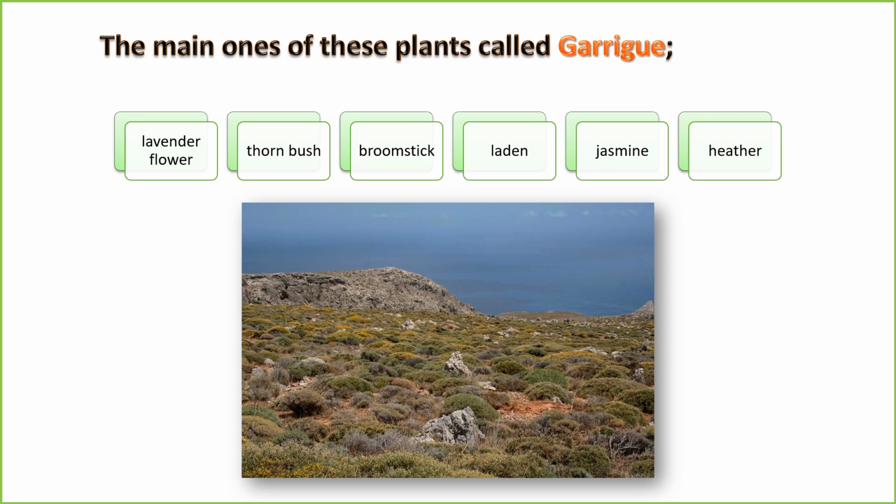2. Thorn bush. Various thorny bushes, adapted to the dry and rocky conditions of garrigue, contribute to the characteristic appearance of this vegetation. These may include different species of thorny shrubs. 3. Broomstick. Broom, or genista, is a genus of shrubs that commonly grows in garrigue landscapes. These plants are often characterized by bright yellow flowers and adapted to the well-drained soils of the region.